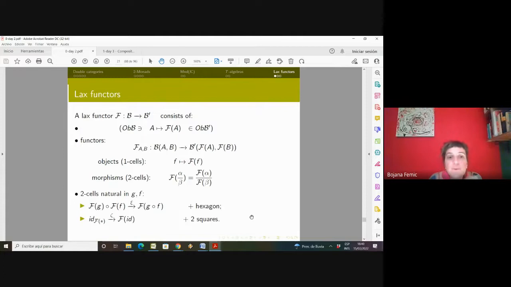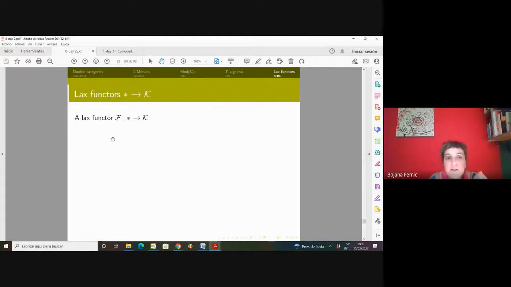Good. So now we will apply the general definition of a lax functor to the specific case when my source bicategory is the trivial bicategory. So I recall to you what it consists of. It has the only zero cell, which I also denote by star. It has the only one cell, which is identity on star. And it has the only two cell, which is identity on the identity on star.